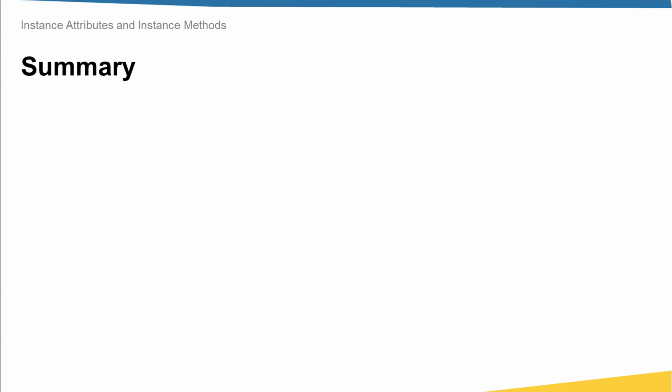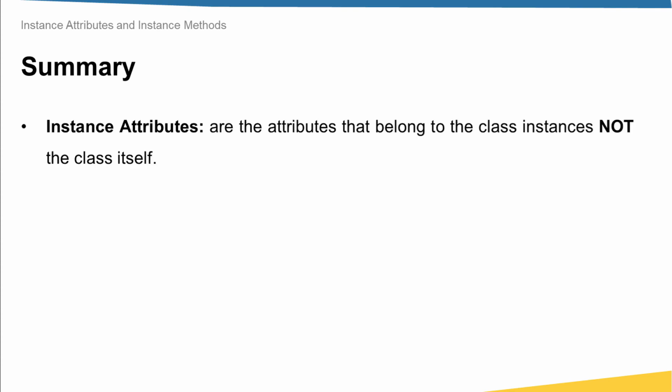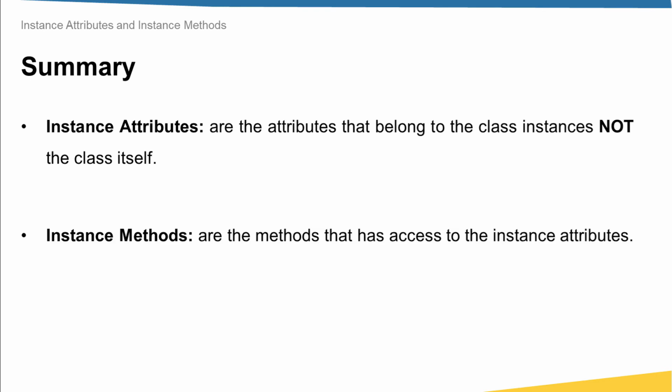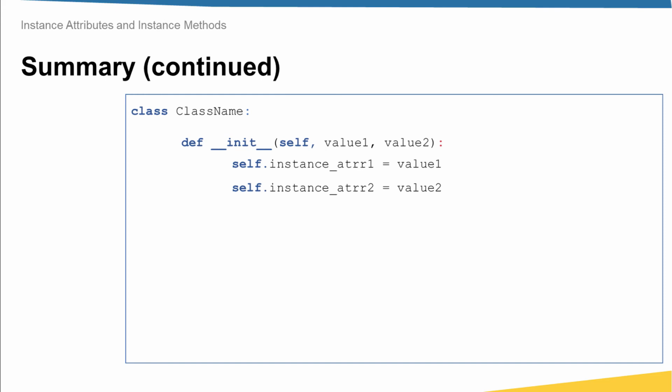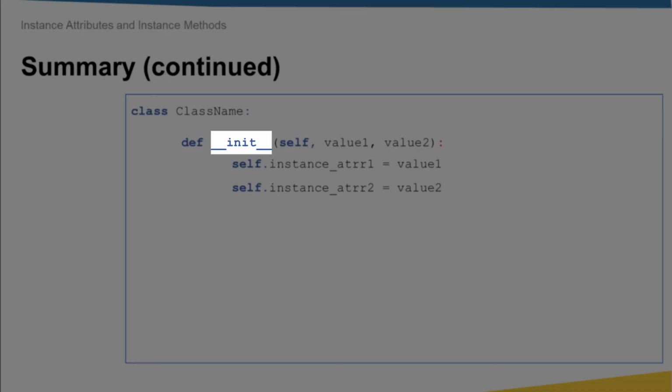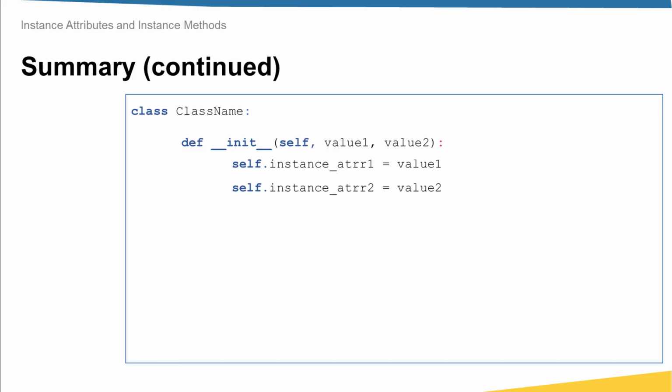Thank you very much. Now let's recap what we have learned so far in this lecture. First of all, we talked about instance attributes, and we saw that these attributes belong to the class instances, not to the class itself. After that, we talked about instance methods, and we saw that these methods have access to the instance attributes in order to handle and process them. After that, we learned how we can add instance attributes, and we saw that we usually do that by defining the constructor method, which is init. Within init, we pass the first parameter, which is self, which represents an object from the class that is currently being defined, and usually we attach instance attributes to this object using the dot operator.